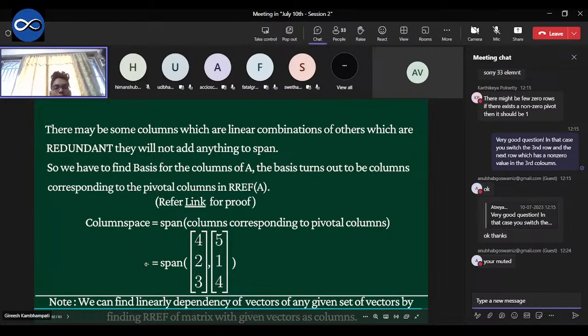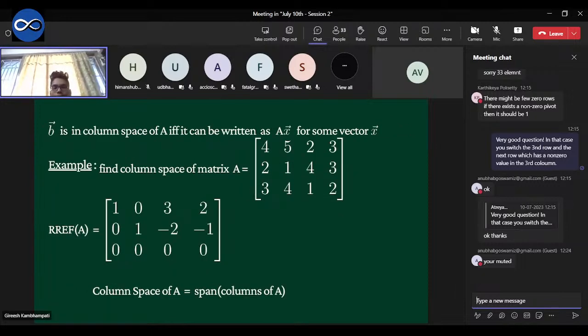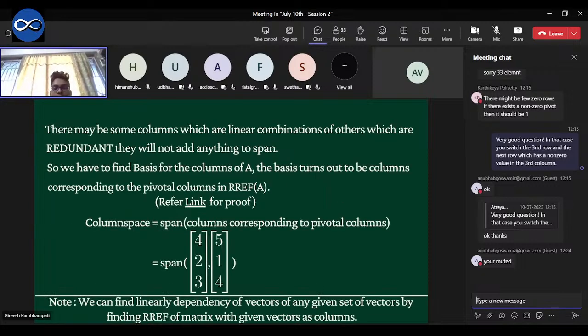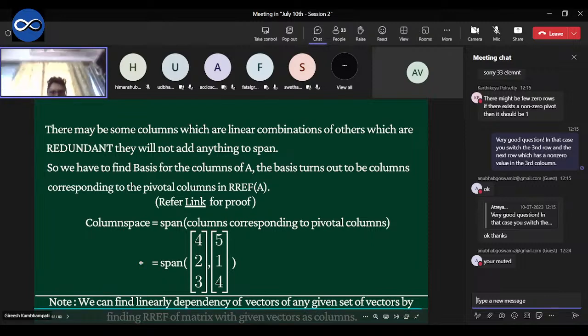We have that very weird definition of RREF. We don't know why that weird definition, but we have one application here: if we are given a finite set of vectors, we can find whether they are linearly independent or dependent by constructing a matrix whose columns are the given vectors.